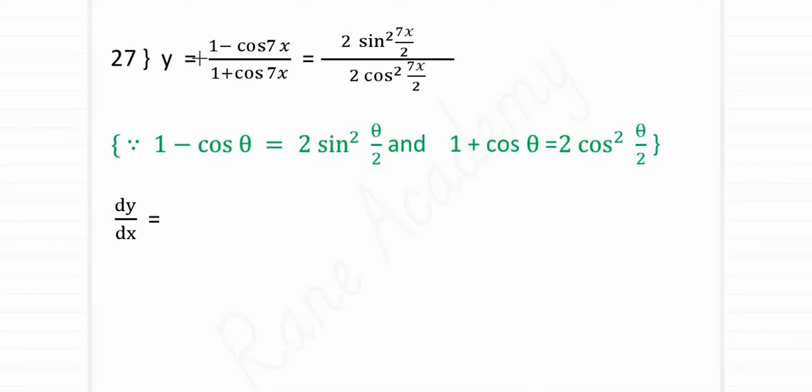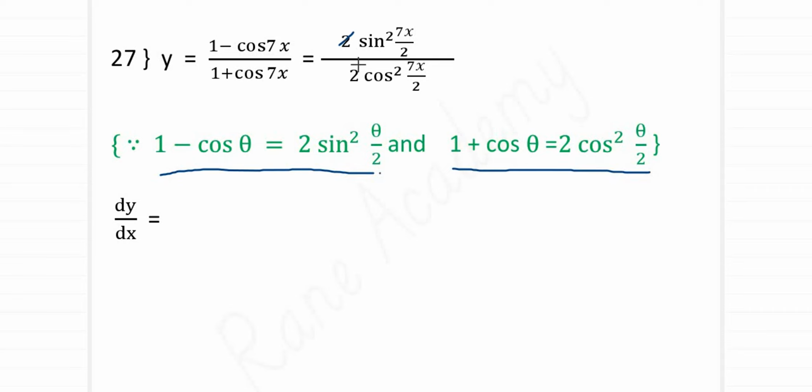Question number 27, y equal to (1 minus cos 7x) upon (1 plus cos 7x). Here we can use the division rule, but we can simplify it to a simpler function using identities. 1 minus cos theta is equal to 2 sin square of theta by 2, and 1 plus cos theta is 2 cos square of theta by 2. Here you observe that theta on the left-hand side, when it goes to the right-hand side, changes to theta by 2. So it is a half angle formula. 1 minus cos 7x can be written as 2 sin square of 7x by 2. 1 plus cos 7x can be written as 2 cos square of 7x by 2.